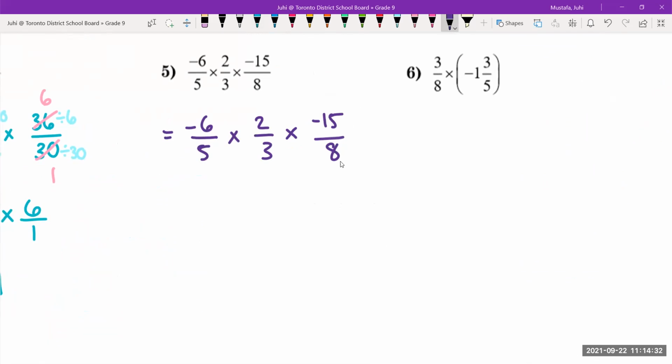And we're going to pick basically two numbers that are either vertical or diagonal to cross-reduce.